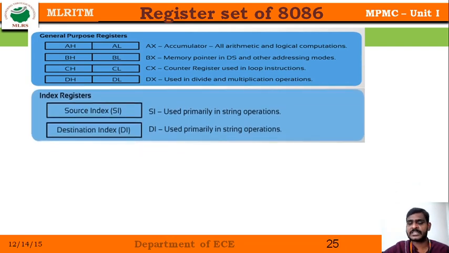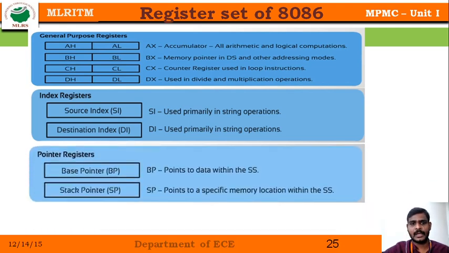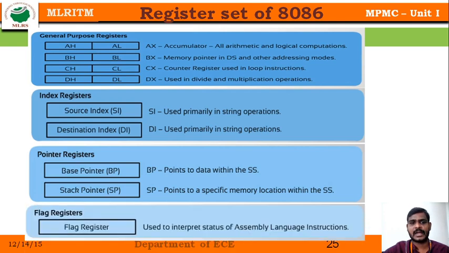We have two index registers, source index and destination index. These registers are mainly used when I am using any string operations. We have pointer registers, base pointer and stack pointer. These pointer registers point to data in the stack segment, and they specify memory locations in the stack segment. And the flag register is used to indicate the condition or status of the results when we execute an instruction.